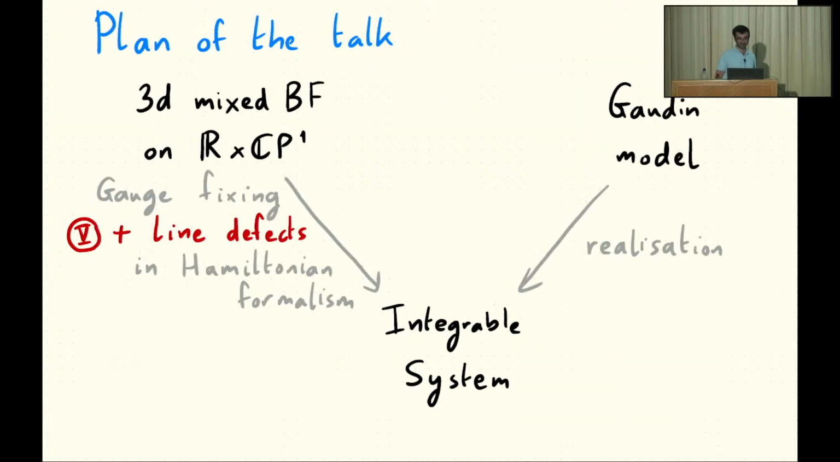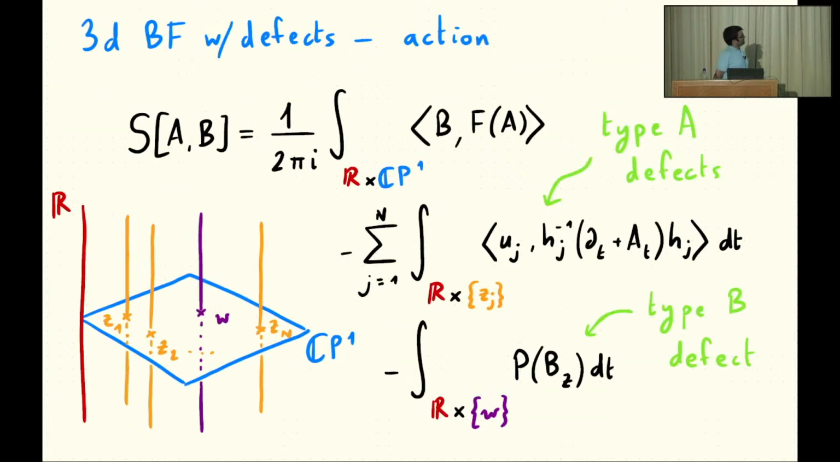theory. Okay, so let me describe these line defects. Essentially, you just modify the action by introducing some terms which are localized on some lines in this R cross CP1 three-dimensional space. So I've drawn here a picture of CP1 just as a plane, and then R as this transverse direction. So what you want to do is modify the action by adding two types of defects. We call these type A and type B because they depend just on A and B fields. And so these are localized on these lines, which are at the marked points Zi of the Godin model for the type A defects, and at some new point W for the type B defect.